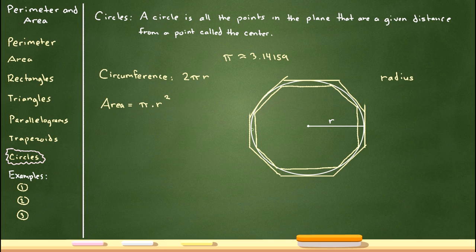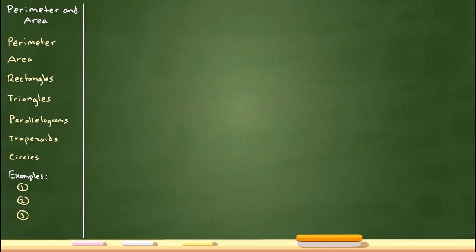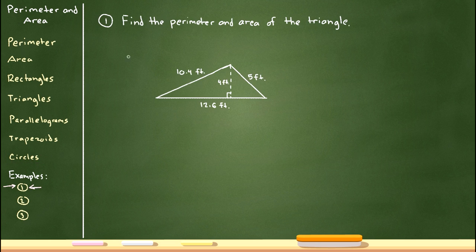So we have 3 examples here to take a look at. Let's take a look at the first example. We want to find the perimeter and area of a triangle. In this case, I have a triangle here with some units on it. Now the perimeter, it doesn't matter what figure you're dealing with, it's always going to be the distance along the outside edge of the figure.